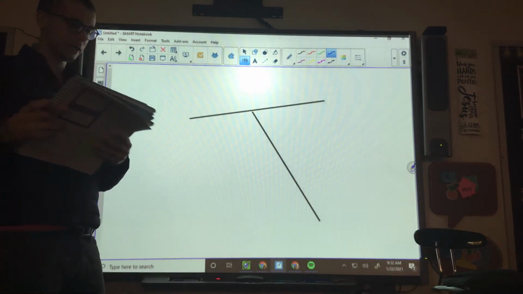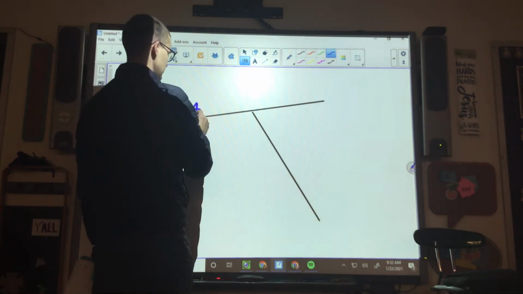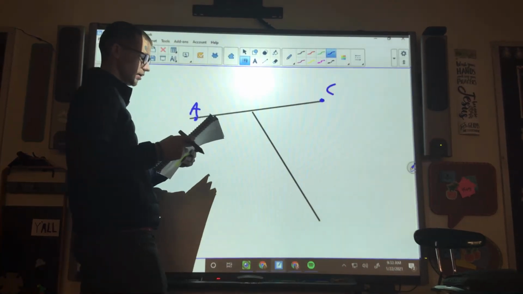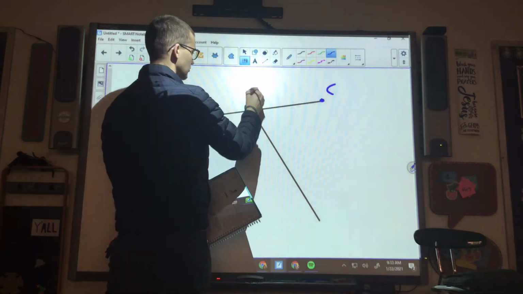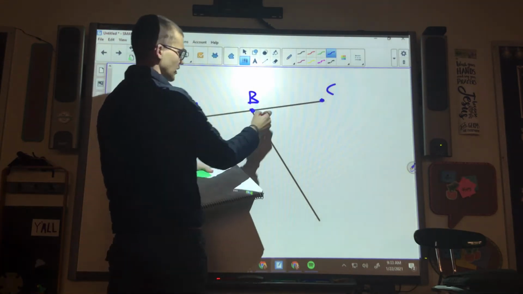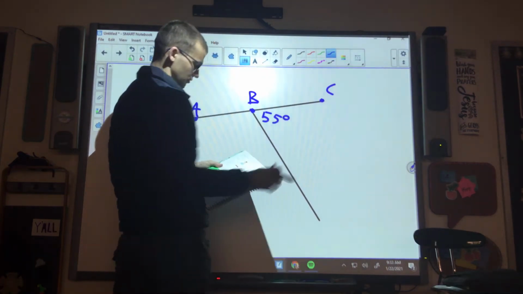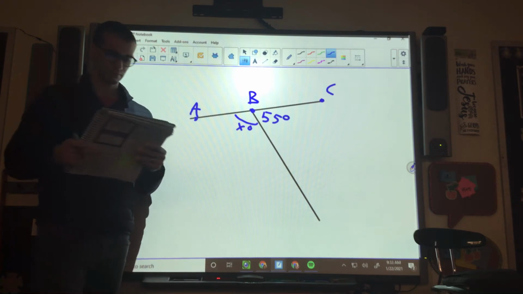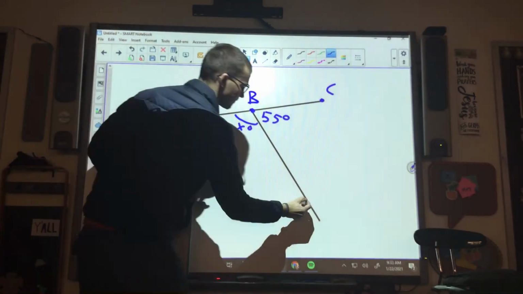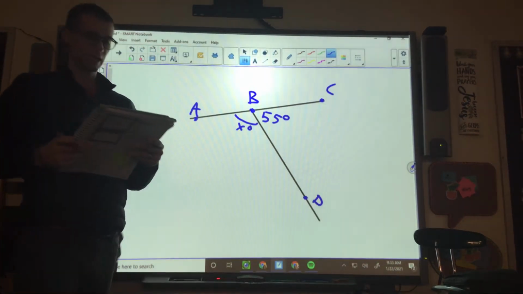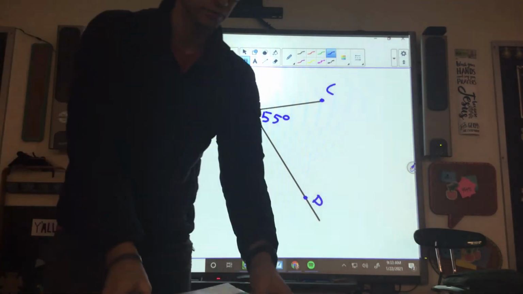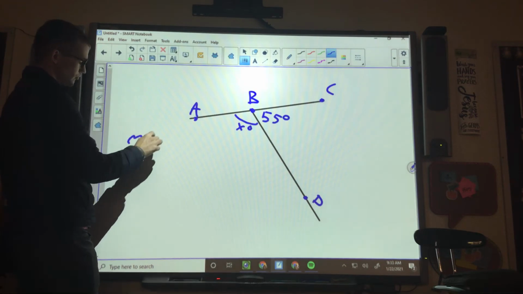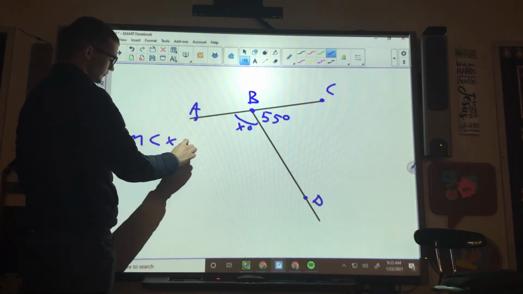So AC is a line. Here's A. Here's C. And here's B. And it says this angle is 55 degrees. This is X degrees. Find the measure of the angle on the line. So it wants us to find the measure of angle X. Measure of angle X equals.